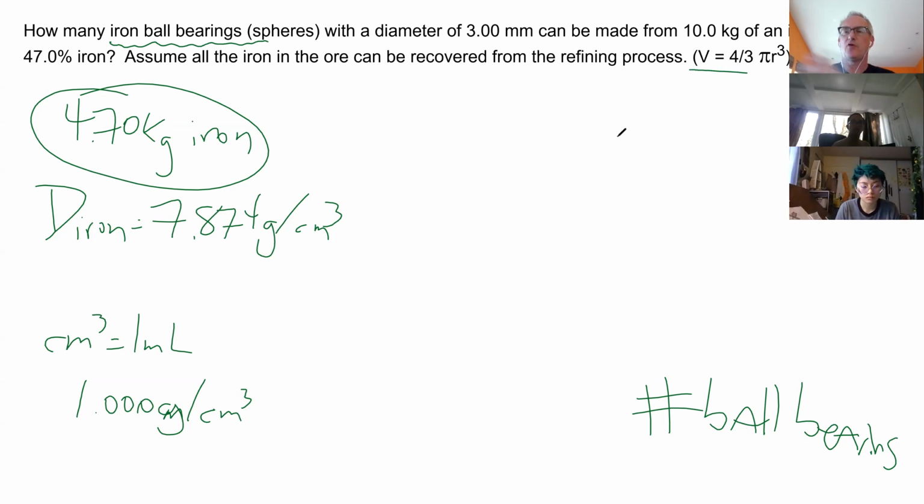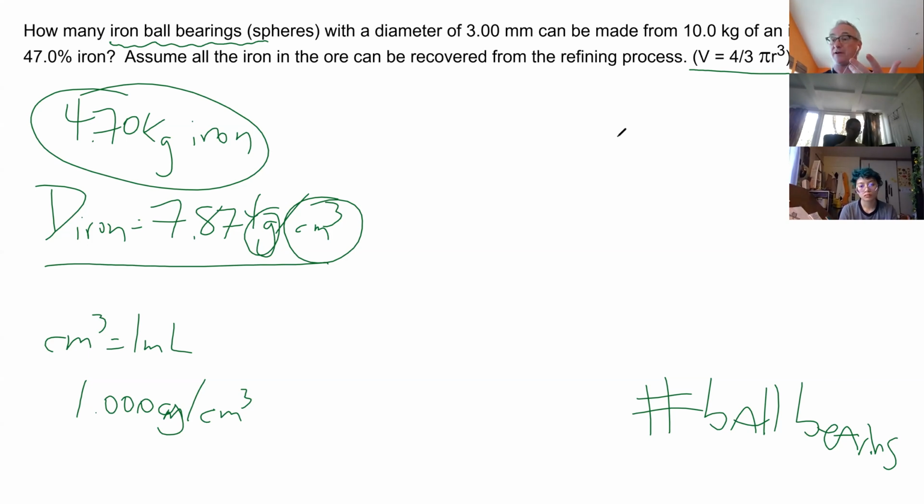We have our formula right here. You use the density formula, so D equals m over v, because they already give you the diameter. Right, but first I need a volume. The density gives me the relationship between the volume, which is on the bottom, and the mass, which is on the top. So I need to calculate a volume. What's the volume of one of these spheres?